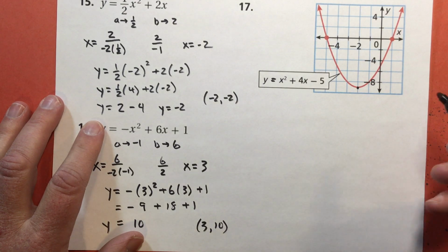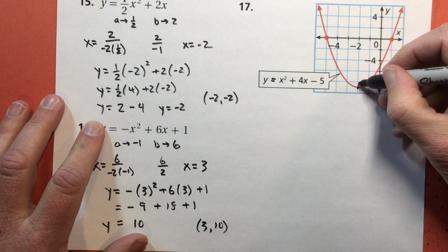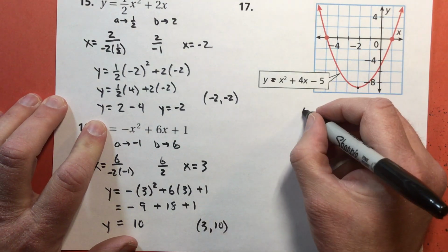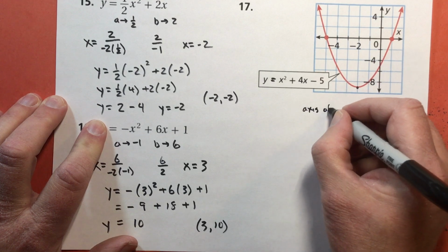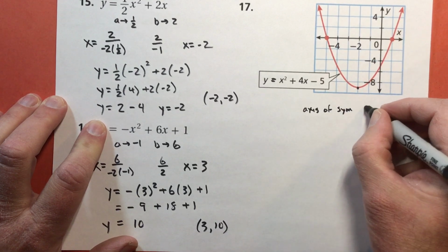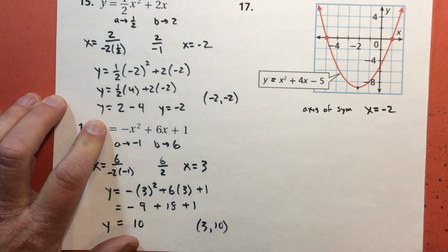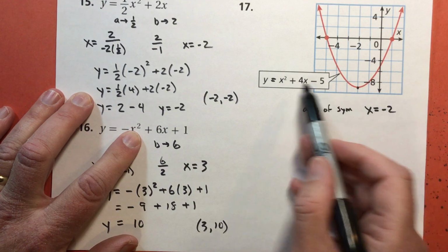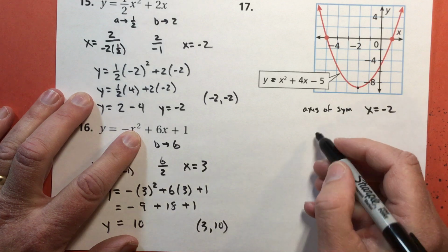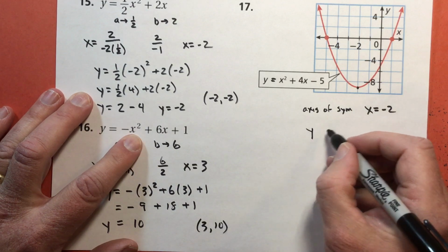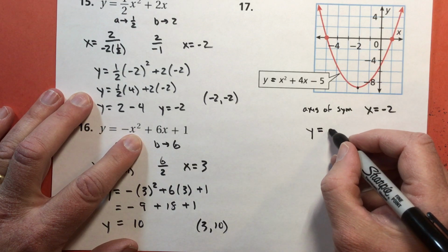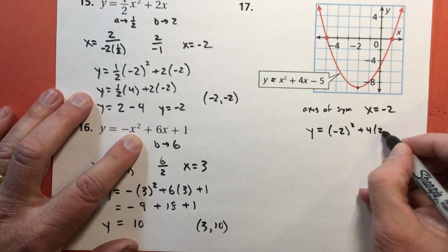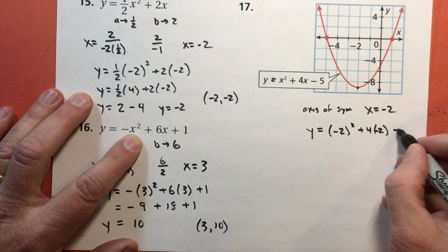But I think that what they want us to do is recognize that I have the axis of symmetry right here, so I know that my axis of symmetry from the graph is going to be x equals -2. So now I'm going to take that x value and put it into my function to see what I got for the y value. I think that's what they wanted. Either way, it's okay. So I get y equals -2 squared plus 4 times -2, I forgot the negative, subtract 5.